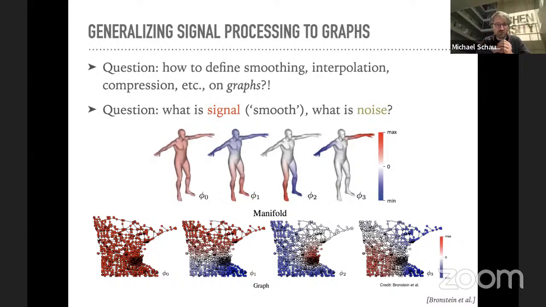And the picture to have in mind is basically, we have a graph, right? I assume everybody is familiar with this concept, and we attach a signal to every node. In the simplest incarnation, this could be just a number, but it could also be a vector. It could be more complicated things.